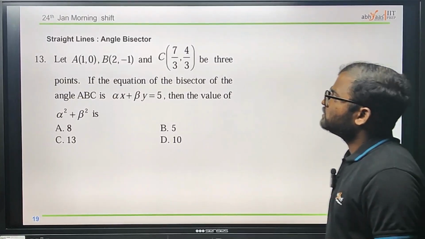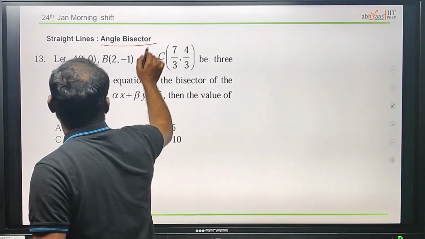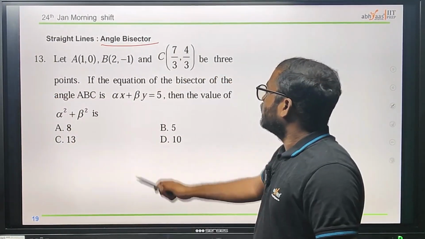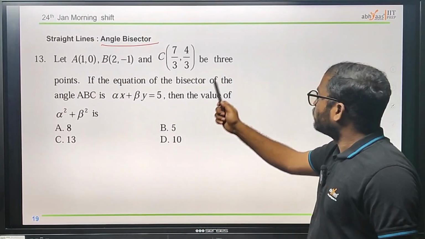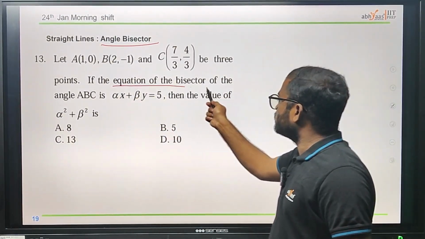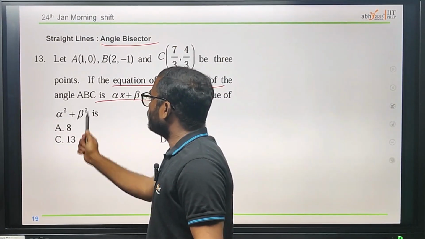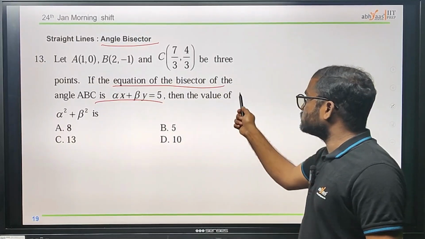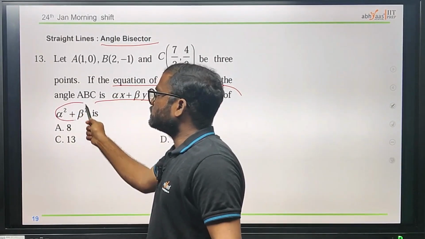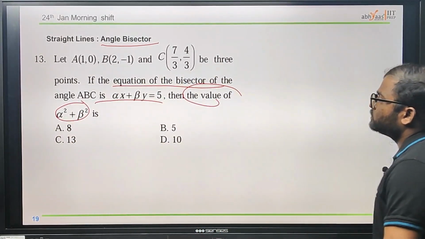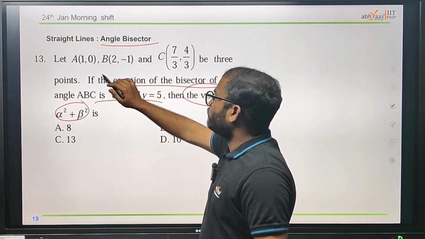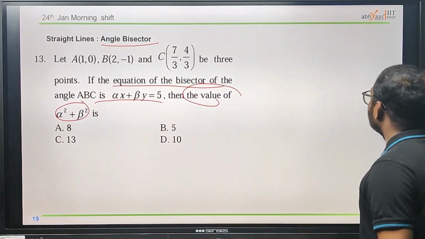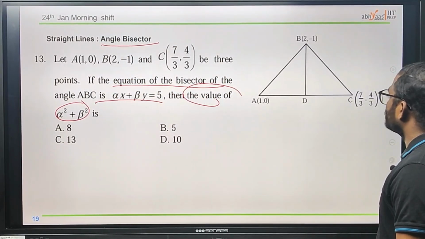Next question, on the basis of straight lines, angle bisector, in which they have given A point and C point and B as well, the 3 points. If the equation of the bisector of the angle ABC is this line, then what is the value of alpha square plus beta square. If you observe that, just using these points, after that we can use the equation of bisector. It is a straightforward question, we can do that.